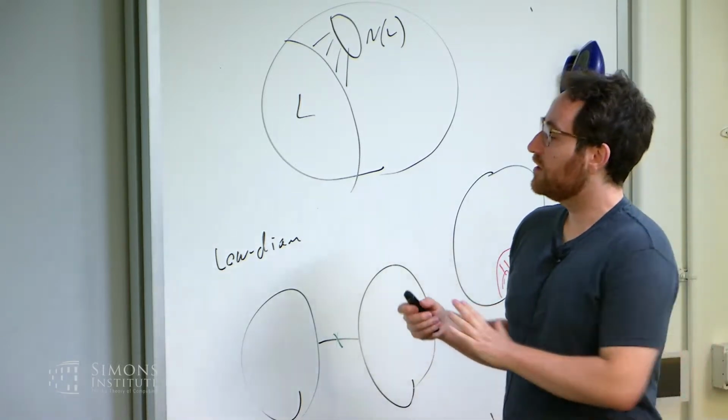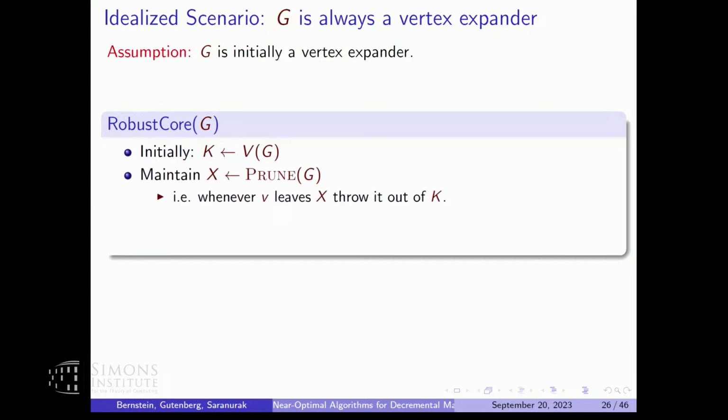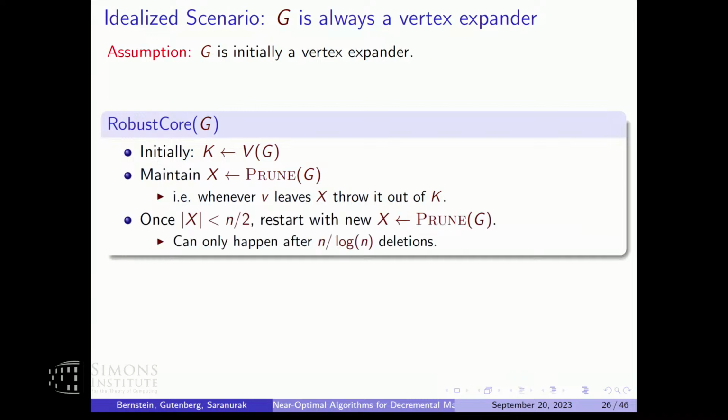To see the power of vertex expanders, let's assume that our graph is initially a vertex expander, and think about how we would solve this problem. We start with a graph that's a vertex expander, and our core is just going to be that set X. Pruning tells us that we can always maintain a large expander inside our original expander, even as edges are deleted. So we maintain our large expander X. At some point, X gets too small, and then we have to restart. But the point is that this restart only happens after like n/log n deletions.